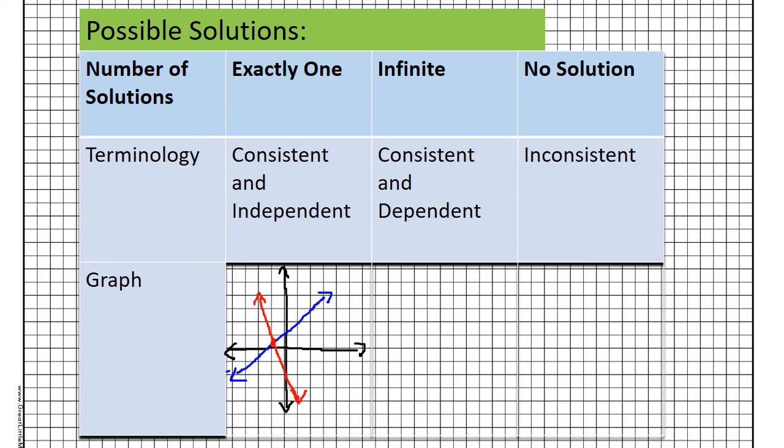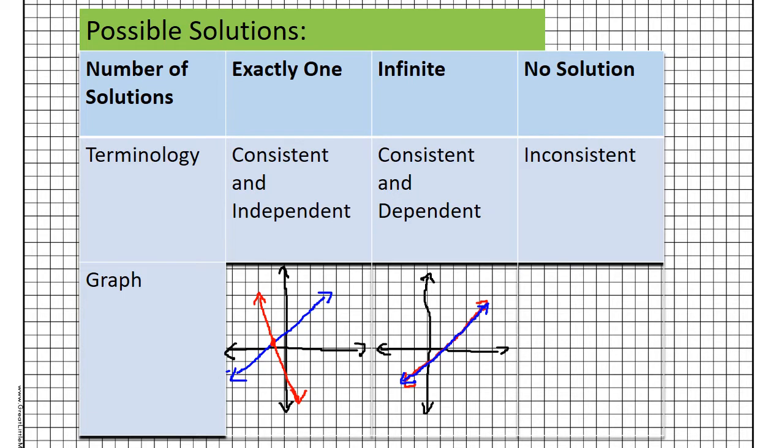Now, consistent and dependent is whenever you graph, there's the x-axis, here's the y-axis. So it's whenever you graph one line, so let's say there's our line, and then you graph another line, and it's the same exact line. So we call it infinite solutions, and we say that that's consistent and dependent.